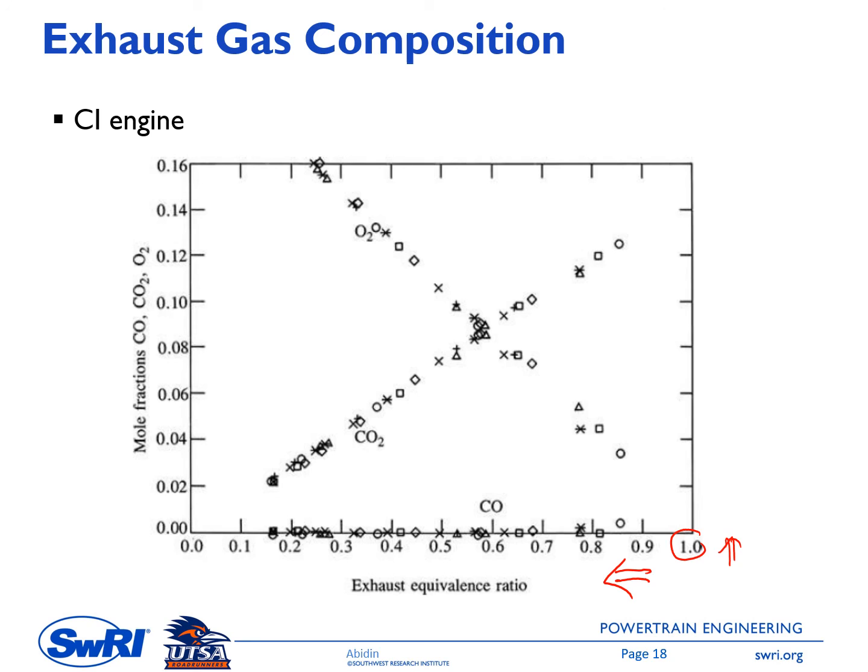So as you might expect, if we have a leaner mixture, then we have more oxygen in the exhaust gas. And at the same time, we have less CO2 as we have a leaner mixture. And because diesel engine operates under lean mixture condition, it has a very, very low CO compared to the one in the gasoline engine.